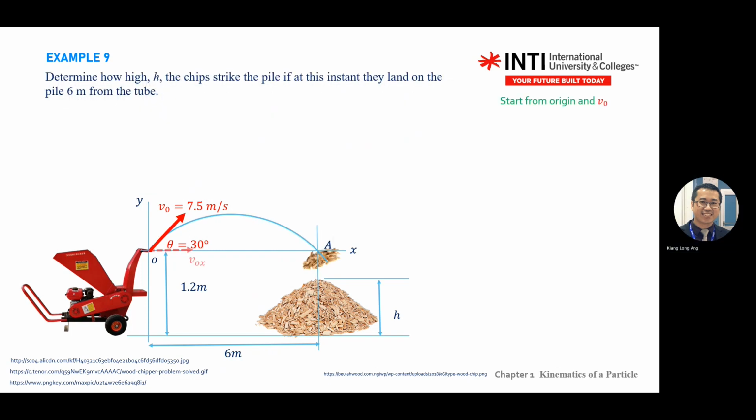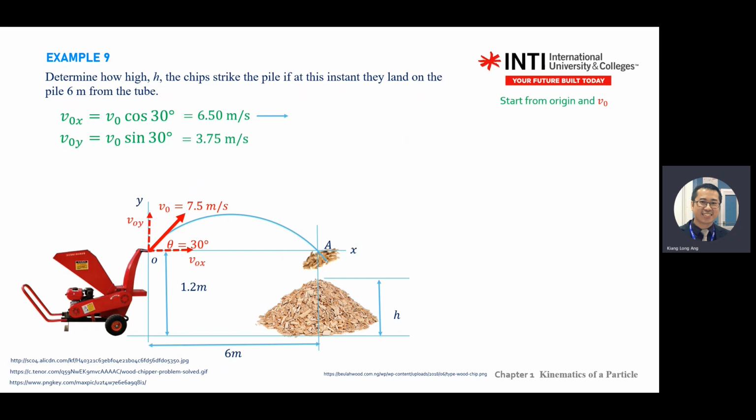So how do we solve? Again, first step, break all the vectors into X and Y. You have the first vector here, 7.5, broken into X and Y. This one will be 7.5 cos 30 in the X direction. This one will be 7.5 sine 30. If you don't understand, go back to the trigonometry diagram. Any question on splitting the direction? Your vector has magnitude and direction.